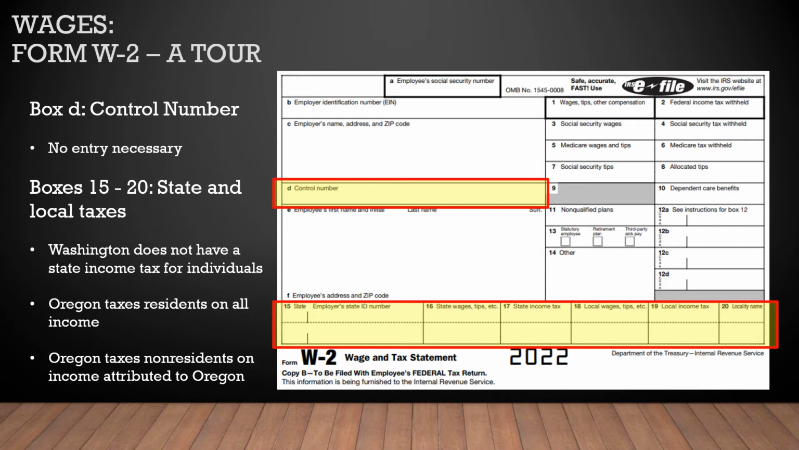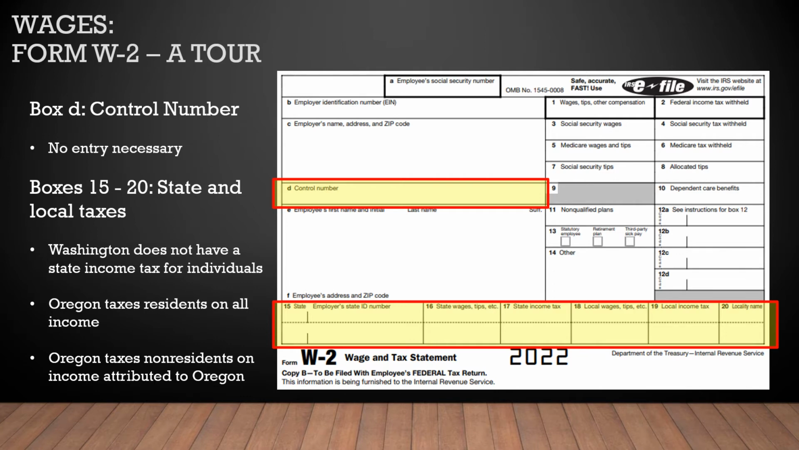Boxes 15 through 20 are state and local tax information. Washington does not have a state income tax, so if the W-2 has state tax reported for Washington, you should not enter it into the return. If you do, it can lead to diagnostics that tie up the return because the software will think you should be filing a state return.